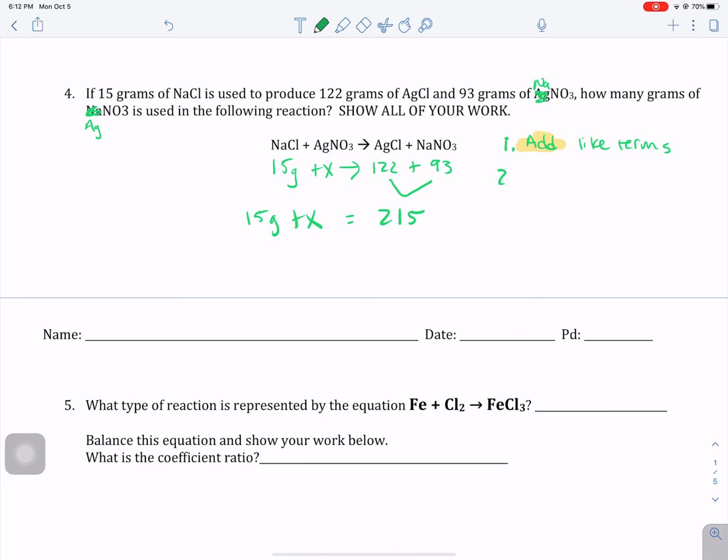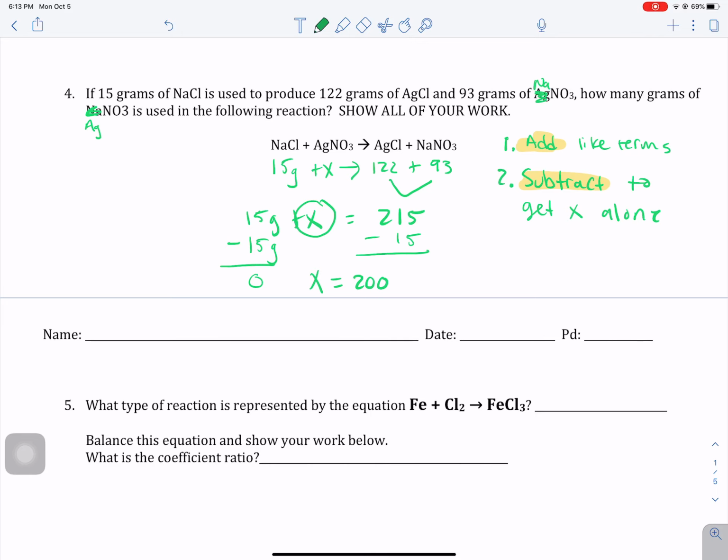The second step is we're going to subtract to get X alone. Now, sometimes these may change, okay? But you have to be very cautious of what you're doing. So we're only adding and subtracting in this. We're not multiplying or anything. So we're trying to get X alone. We're going to minus 15 from this side, minus 15 from this side. I know that's a simple equation. We have 200. So X equals 200.